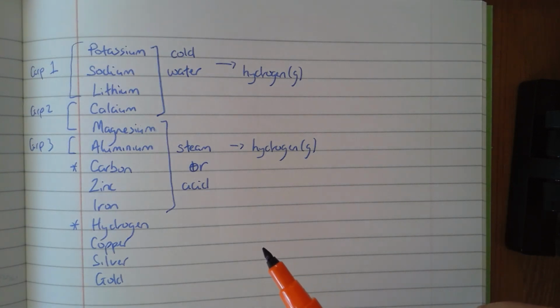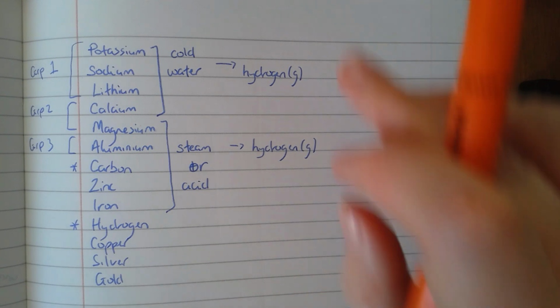Right, press pause. Do questions 1 and 2 on page 29. Please just pause instead of copying. See if you can actually write out the reactivity series for yourself.